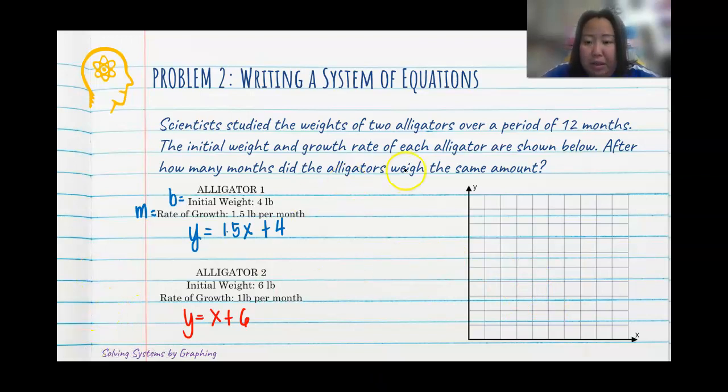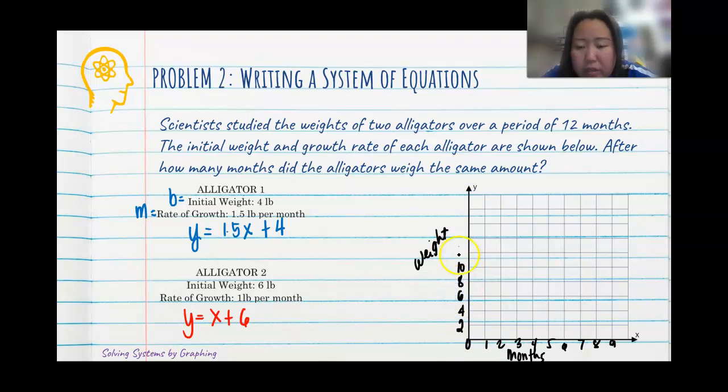So let's label our graphing area here. Horizontally, this is the number of months, so this is 0, 1, 2, 3, 4, 7, 8, 9, and so on. And then vertically, this is the weight. Now, I don't have enough space here, so I'll just use 2's as the label: 2, 4, 6, 8, 10, 12, 14, and so on.